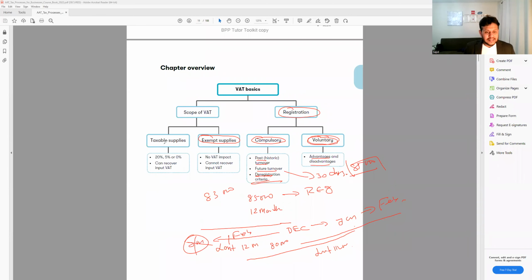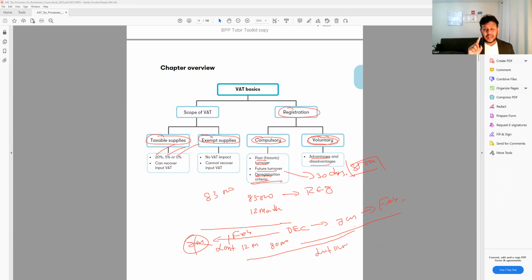Then we have here taxable supplies. For the taxable supplies, we have 3 rates of VAT. Remember that the standard rate is 20%. Everyone, all of us, you know the VAT rate is 20%, but it is not always 20%. Remember that that's the standard rate. Standard rate is 20%. Then we have a reduced rate, that is 5%, and we have a zero rate.